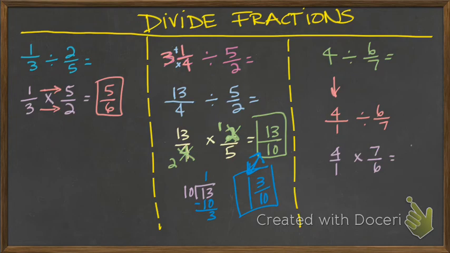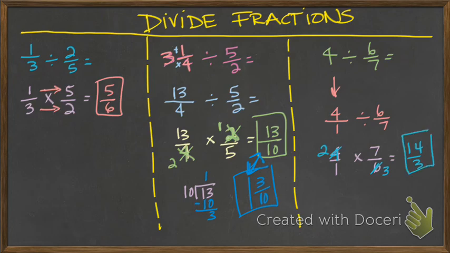Or if you happen to notice, hey, there's a 4 in the top, a 6 in the bottom. I can divide 4 and 6 both by 2. 4 divided by 2 is 2. 6 divided by 2 is 3. That's called canceling out. Now you can multiply across. And you have a fraction that's already simplified.